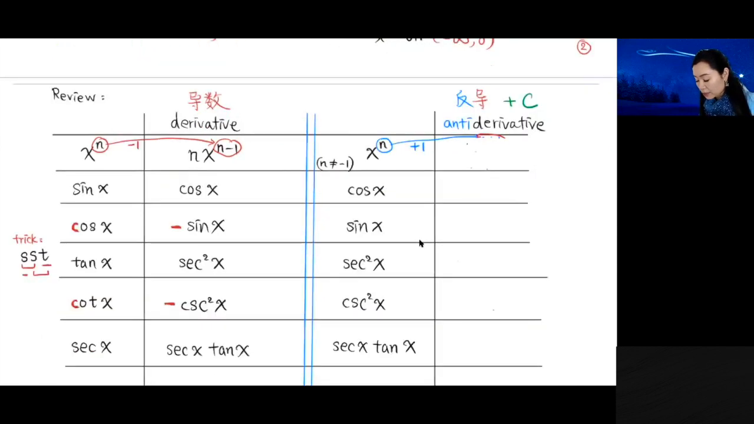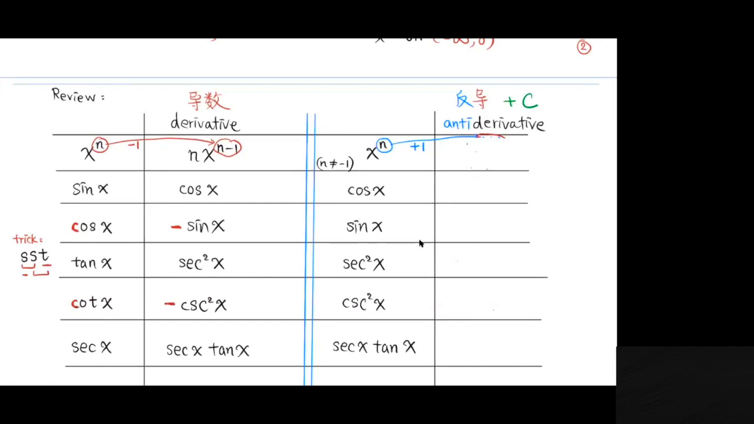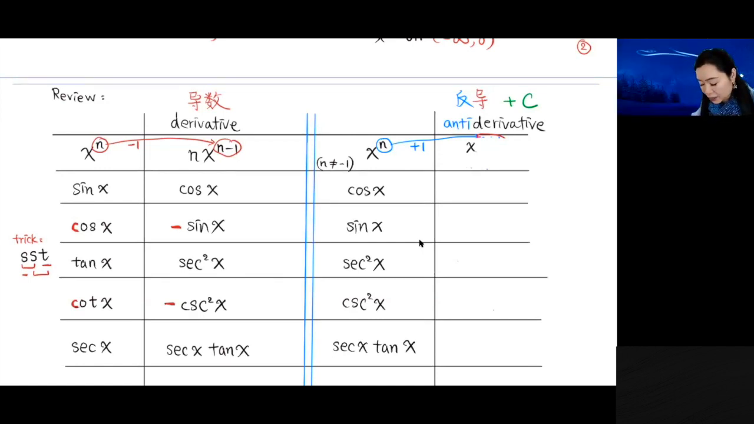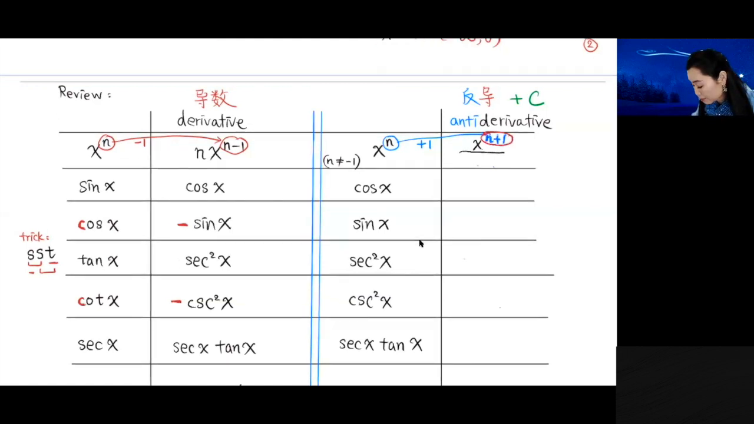So what's the most general antiderivative of x to the n? We just went over it, which is what? x to the n plus 1 divided by n plus 1. Yes, we got it. So it's x to the n plus 1. The exponent over here increased by 1, right? So add 1 to the exponent. Now divide by n plus 1.